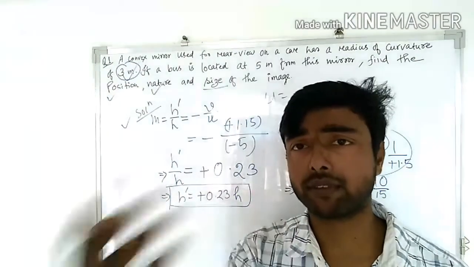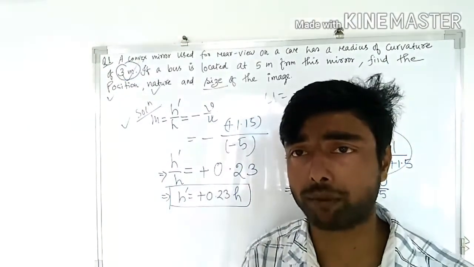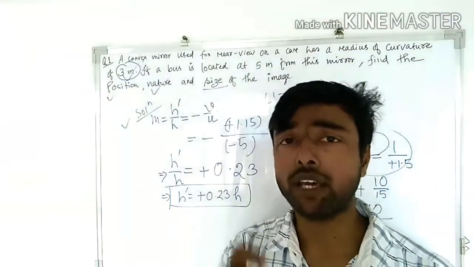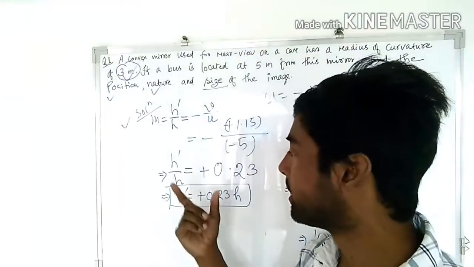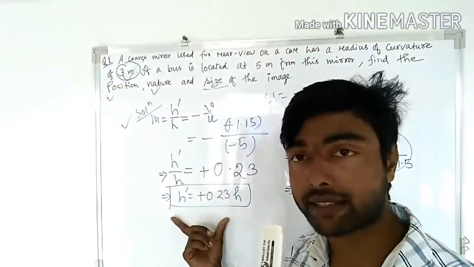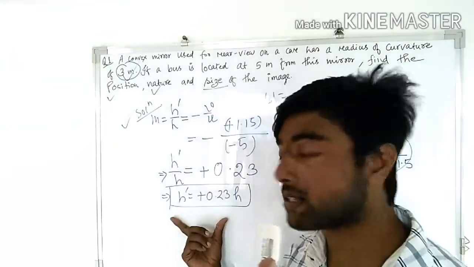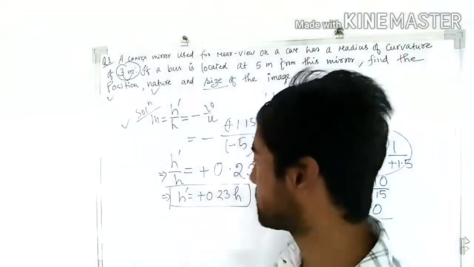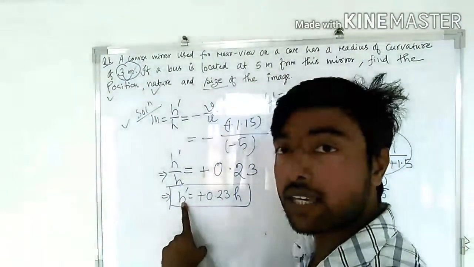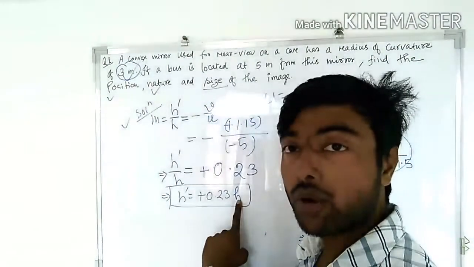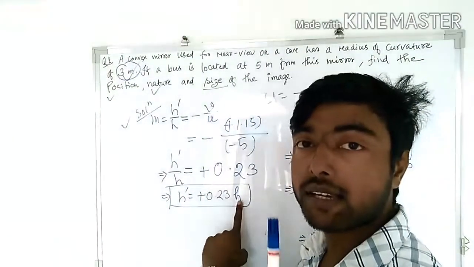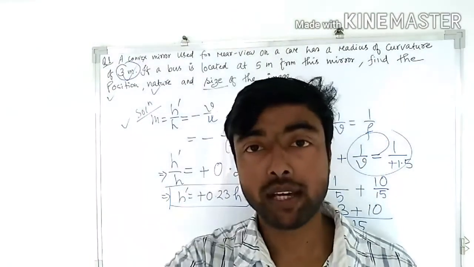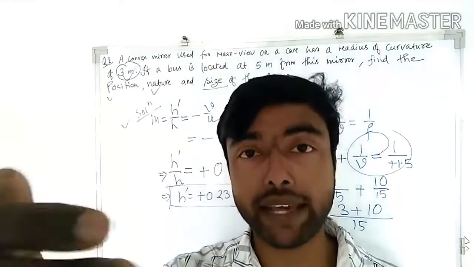So from here you cannot directly say that the image will be of a size such as 5 meter or 5 centimeter, because the object size is not given. As the object size is not given, you have to answer that the image size is 0.23 times the object size, because H dash is the image and H is the object. Understood, students? Next we go for the next question.